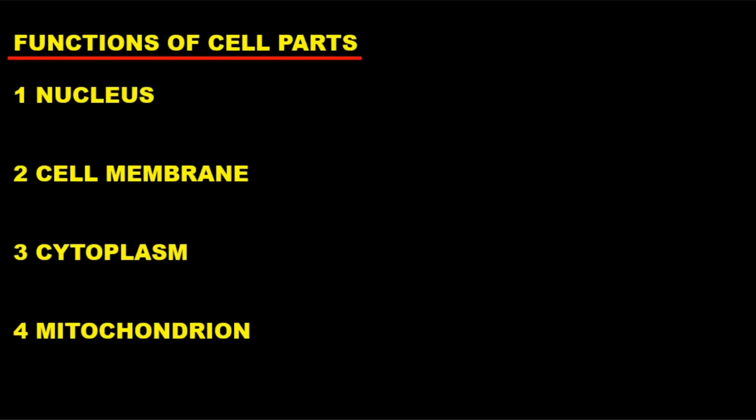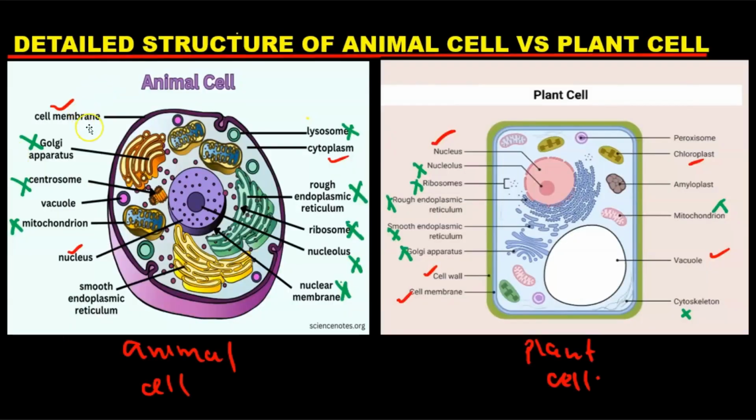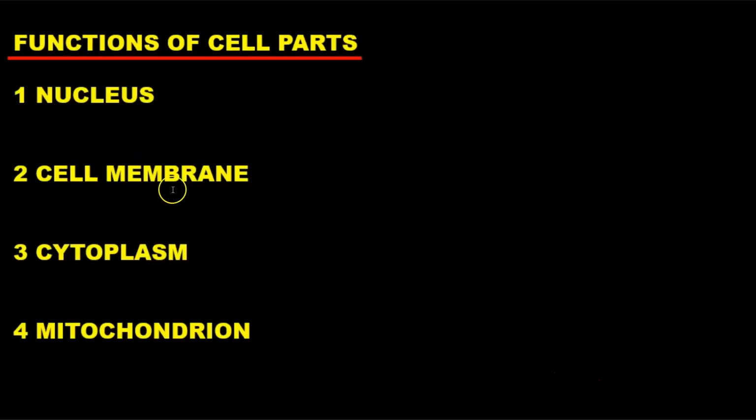What are some of the functions? From where we are coming from, we've seen that a cell has a nucleus. So there's a nucleus in a cell. All these parts, let us look at the functions of these parts of cells. The first part of the cell that we are going to look at is the nucleus. What is the function of the nucleus?